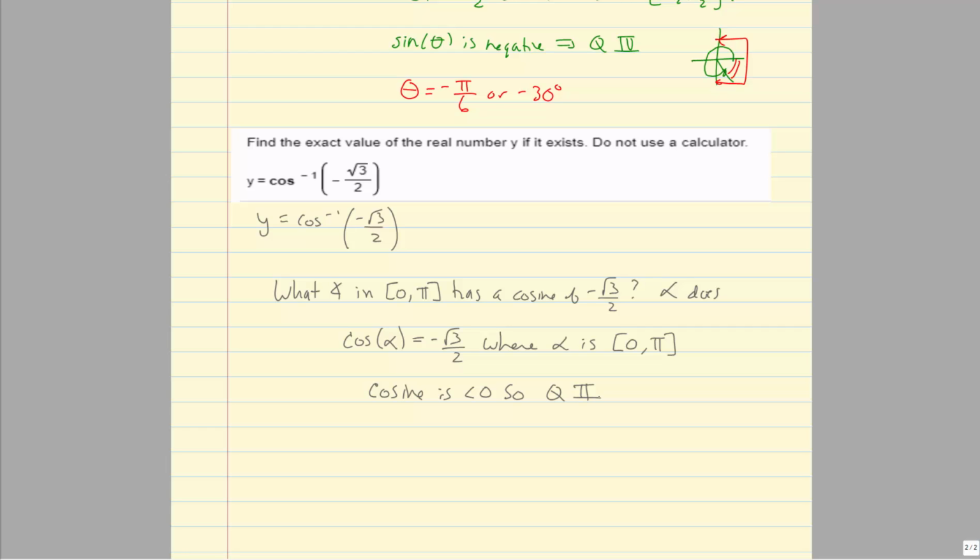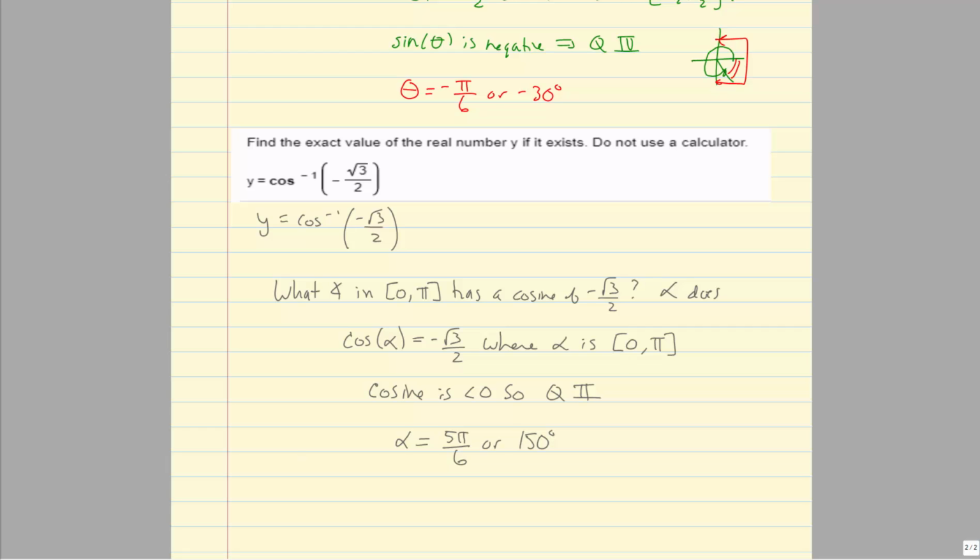Okay, so since I know about this, I should be able to look back to my unit circle or recreate that unit circle. And the cosine here would be some multiple of pi over 6. So in this particular case, alpha would equal 5 pi over 6, or 150 degrees depending on what the instructions are asking for. So I know it's going to be some multiple of pi over 6. It's going to be the angle in the second quadrant that has a reference angle of pi over 6.